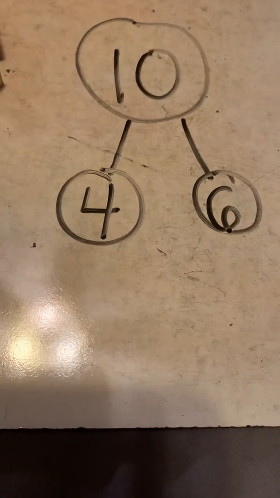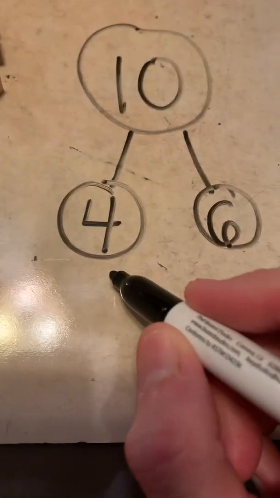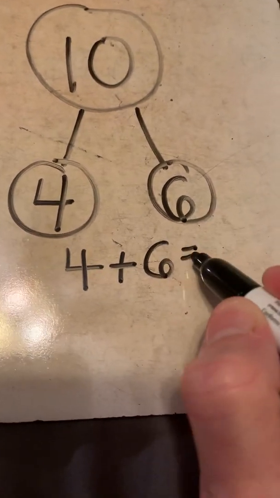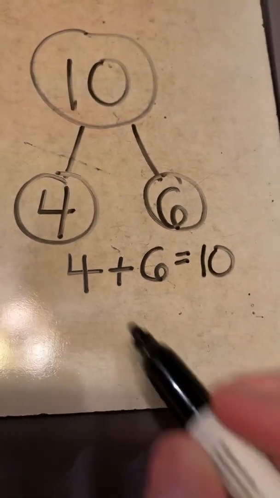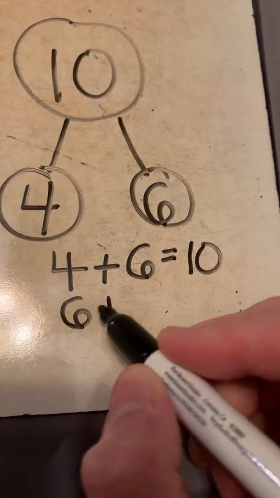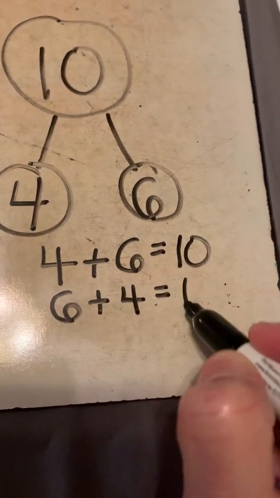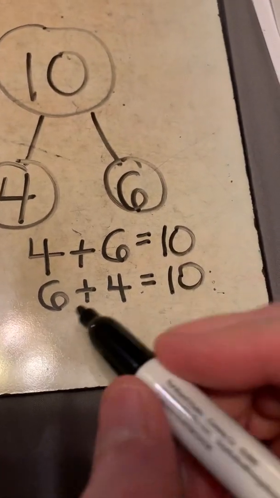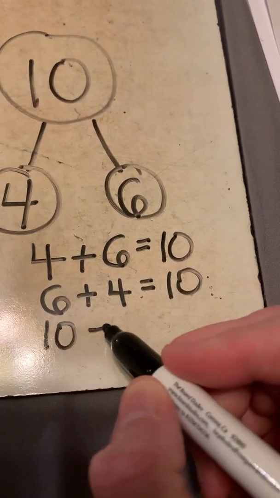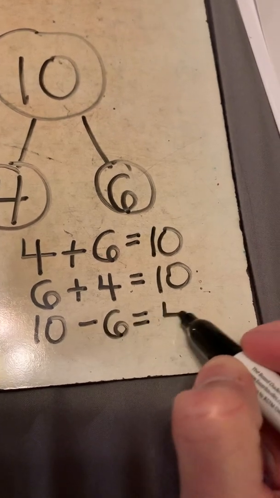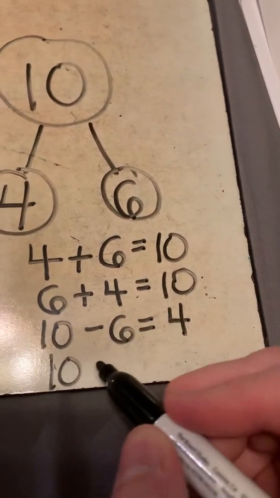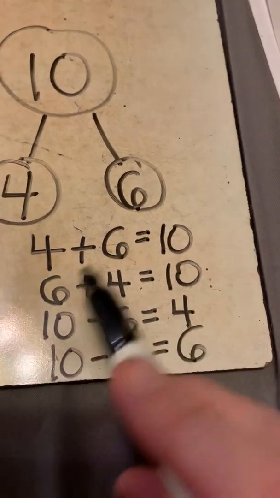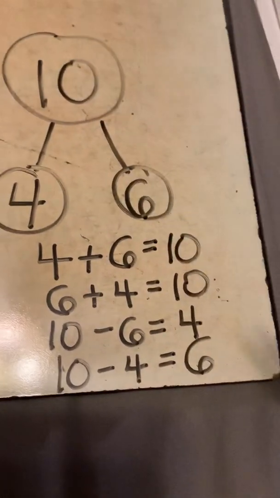So our fact family is going to be 4 plus 6 equals 10. 6 plus 4 still equals 10. And now we're going to do the subtraction facts. We have to start with the biggest number. 10 minus 6 equals 4. And 10 minus 4 equals 6. So in all these facts, we have used these same three numbers.